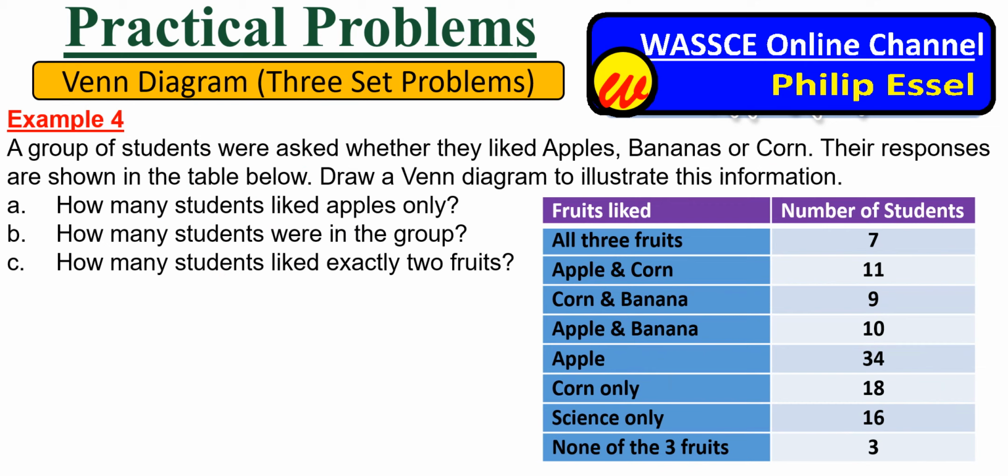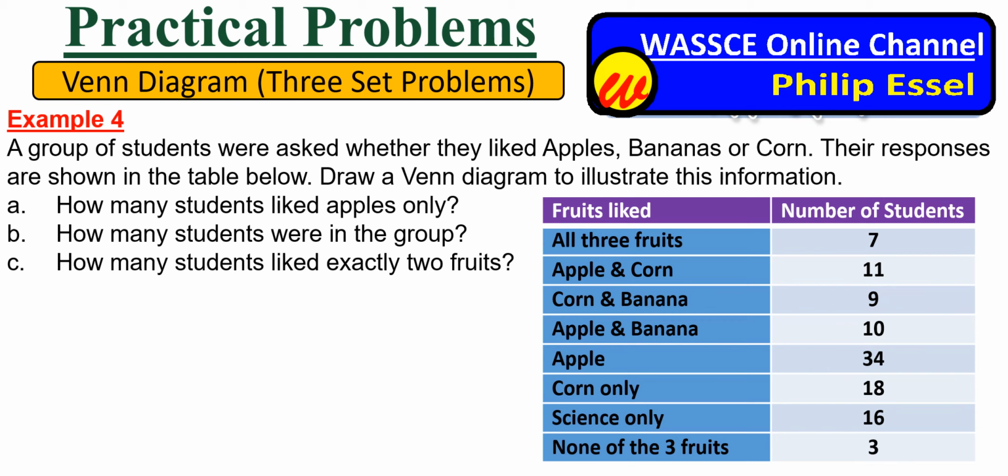Let's look at example 4. A group of students were asked whether they liked apples, bananas, or corn. Their responses are shown in the table below. Draw a Venn diagram to illustrate this information. A. How many students liked apples only? B. How many students were in the group? And see how many students liked exactly 2 fruits.